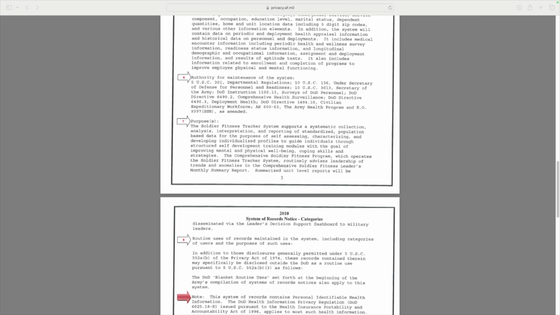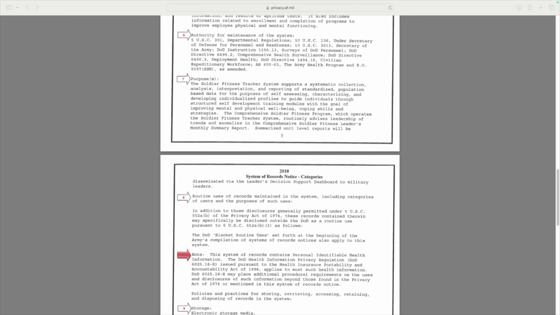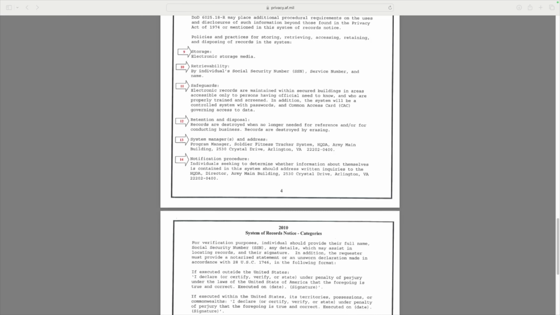The purpose of it, the routine uses, the notification procedure that is supposed to be followed. So they're just keeping a record of it so that if anything happens, we know who to contact and how to go about it.